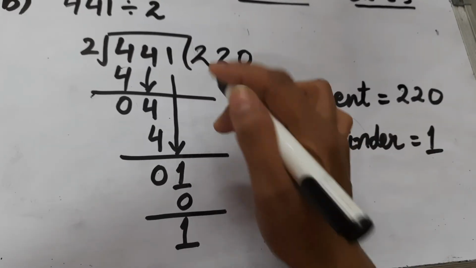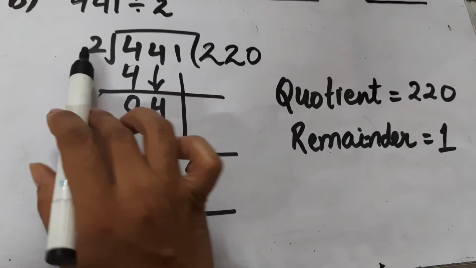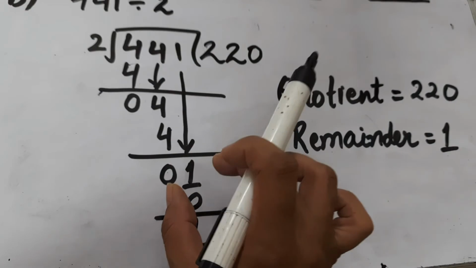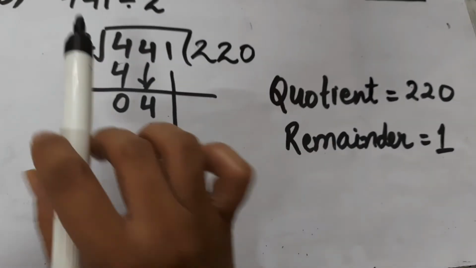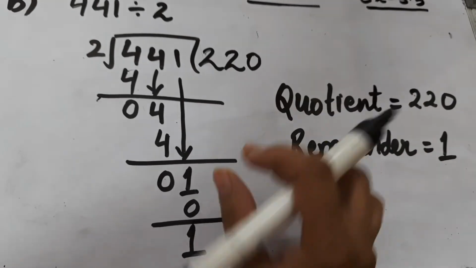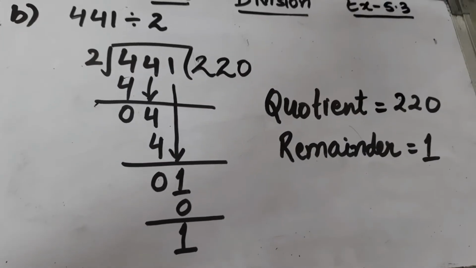See, whenever you bring a digit down and it is not divisible by the divisor, then we put 0. Whenever we bring a number down and it is not divisible by your divisor, what will you do? You will put 0 in the quotient. Okay, you will put 0 in the quotient. So this is B part.